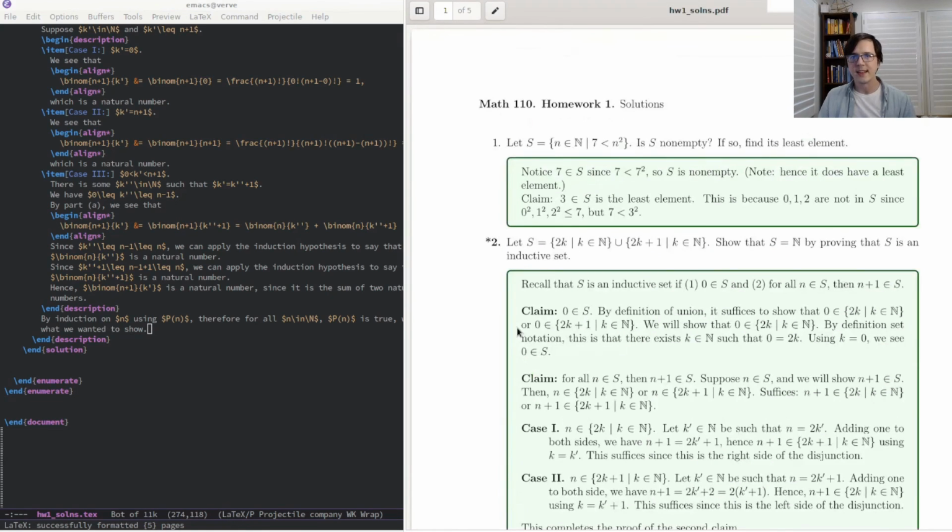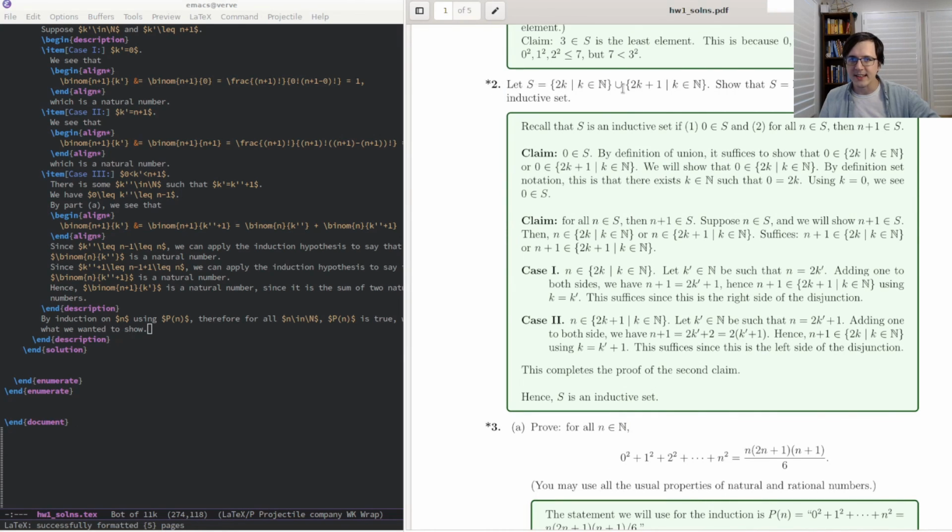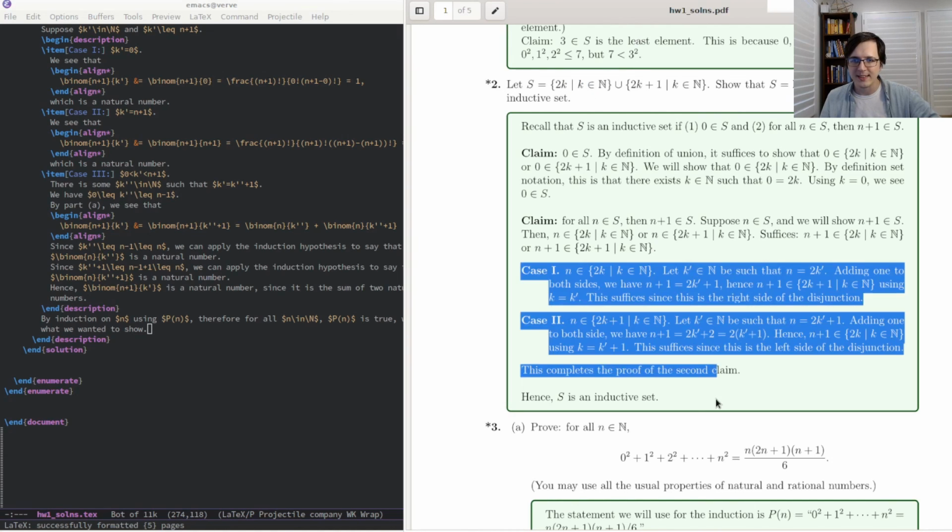Okay, let's give this a once over now. Okay, so we had this set S. We wanted it to be non-empty. And we showed that 3 is the least element just by noting that 0, 1, and 2 were not in it, just by looking at them. Okay, so in inductive set, we wanted to show it's inductive by the definition. So we showed 0 is in it just because when k is 0, it's in the left-hand side of the union. And also, whenever n is in it, so it can be represented either as an even or odd number, then adding 1, it's an odd or even number. So a lot to say for that.